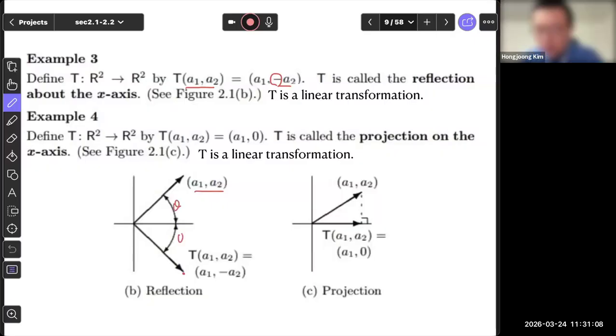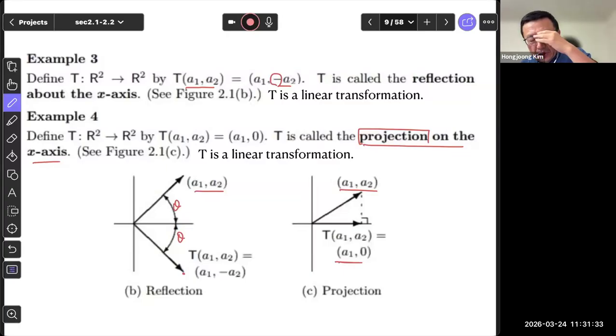Projection onto the x-axis is often another linear transformation, and projection maps the A1, A2 pair to A1 and 0. You just replace the y coordinate with 0. That's a projection, an orthogonal projection mapping onto the x-axis. So that is another example of a linear transformation.